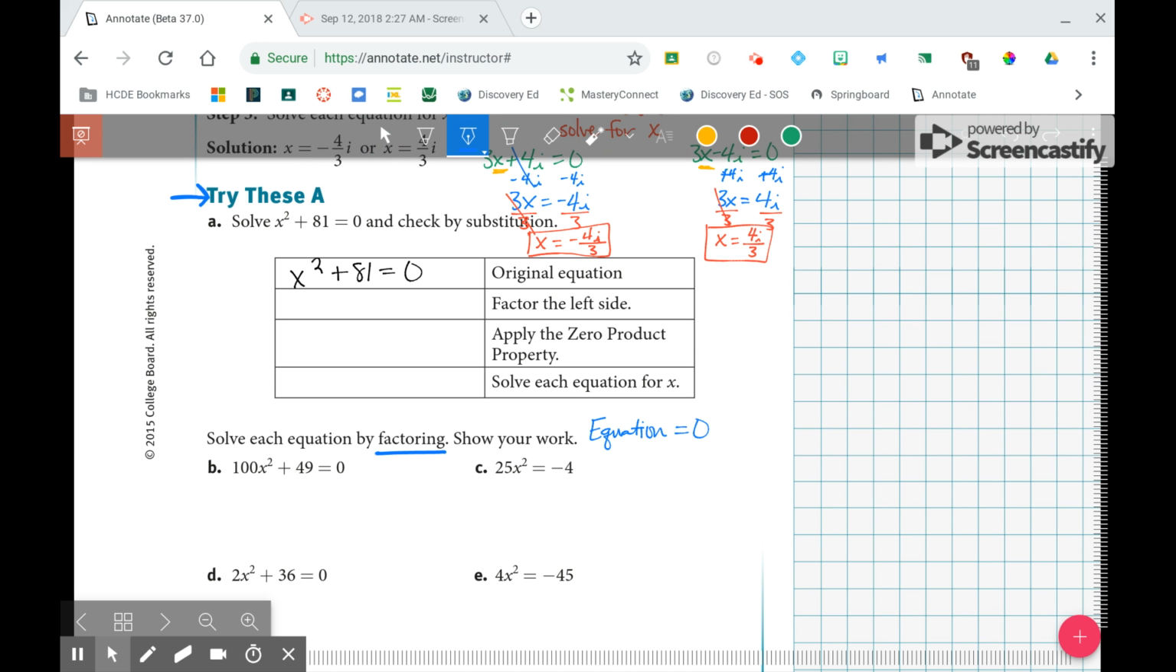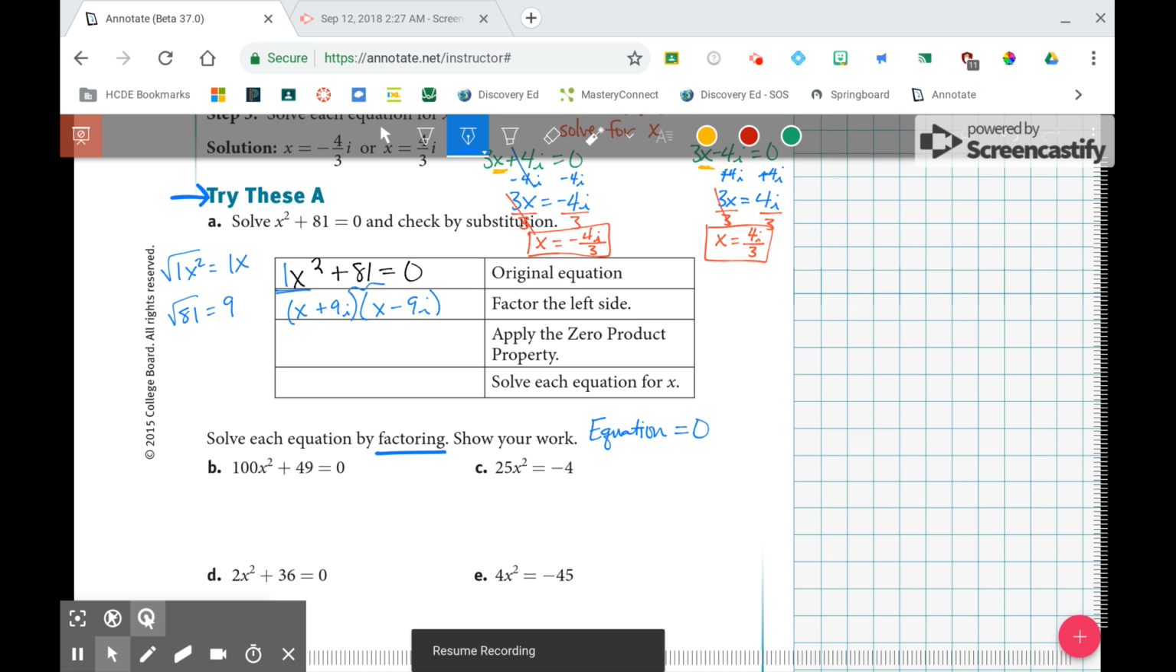So we have x squared plus 81 equals 0. This is a sum of squares, they're being added together. Let's look at the first term, which is a 1x squared. The last term is an 81. We're going to take the square root of 1x squared, which is just 1x, and the square root of 81, which is 9. So that means our factors are going to be x plus 9i and x minus 9i. Those would be the factors.